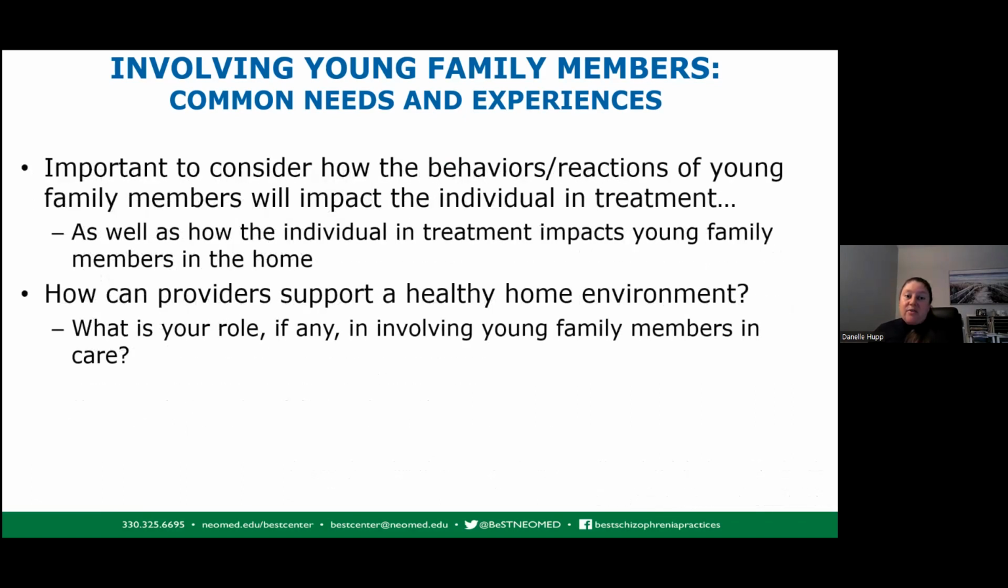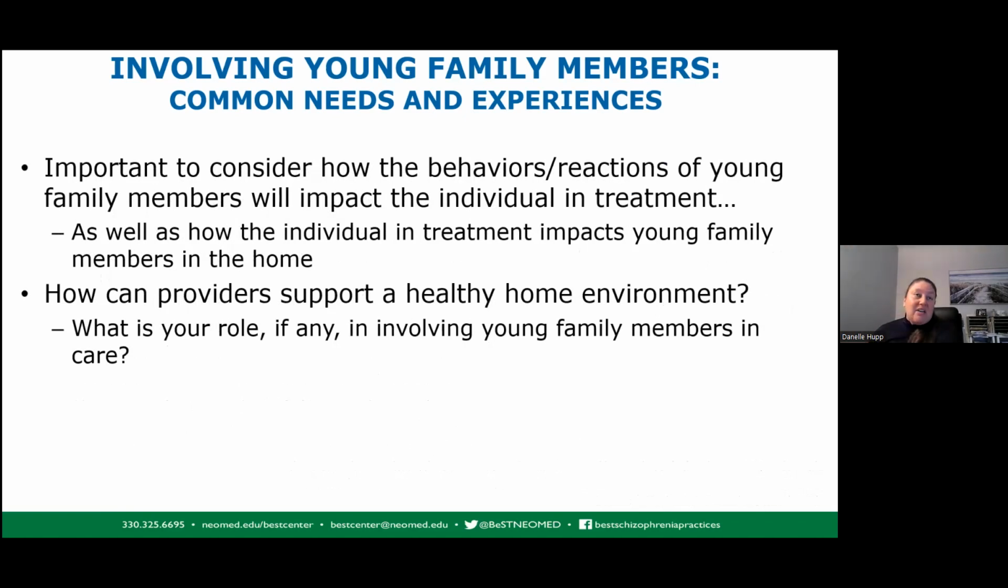Consider the behaviors or the reactions of these young family members to the individual's mental illness, how that impacts the rest of the family, and how that impacts the individual with the mental health diagnosis. And so really think about your role as providers and clinicians within all of this. So how do you support a healthy home environment?